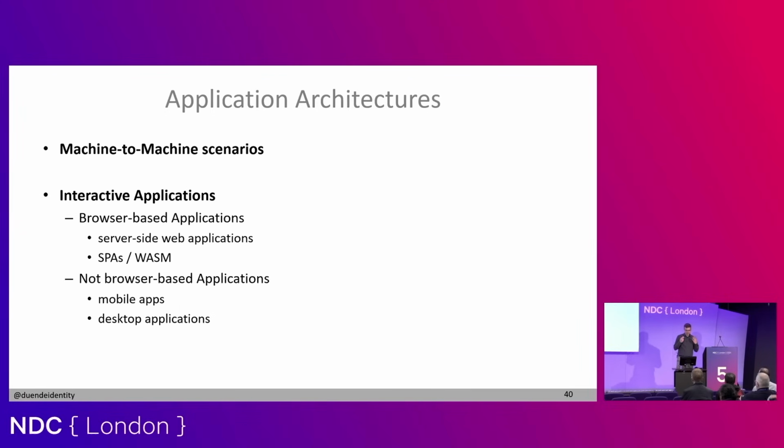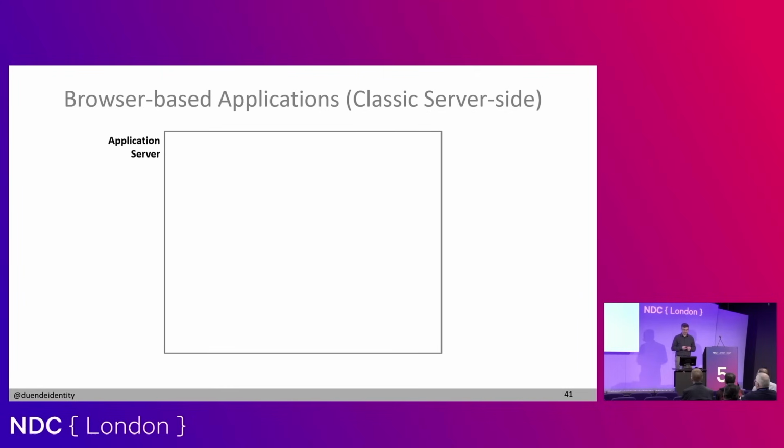So we have two basic kind of scenarios. Machine-to-machine scenario, it's not much to say about that. There are helper libraries available, open source libraries that can help you doing the interaction, but it's not that hard to code yourself either. Interactive applications, there's more to say about it.